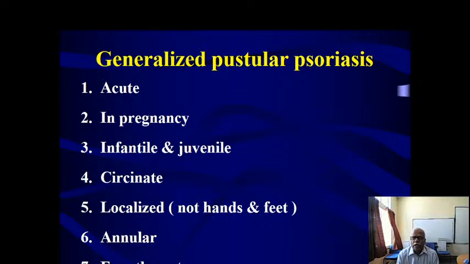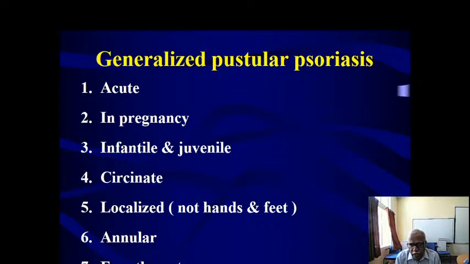So another clinical variety is generalized pustular psoriasis. There is development of pustules, which are also very minute, and they appear acutely. They are commonly seen in some stressful conditions like pregnancy, and in children also. They will be localized, but not seen on the hands and feet. They will be annular and exanthematous.